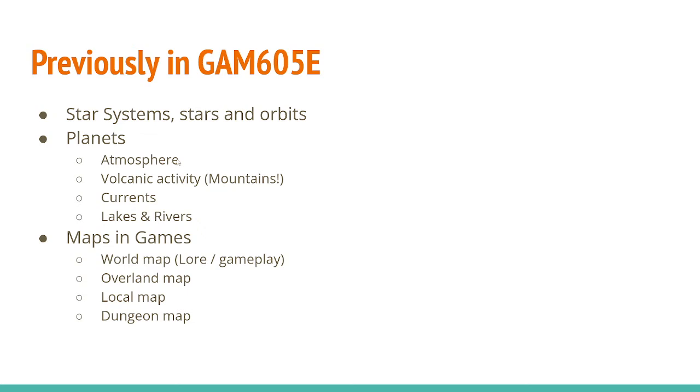And atmosphere was mainly about the color of the sky, but it's going to have importance down the road as well. And when we said currents, we talked about air currents and water currents, if water is the preferred source of liquid in your world, and how they affect climate, the placement of forests and such. And we talked about lakes and rivers, how lakes always flow downhill and how they don't split up, but they combine. And we also said these are all subject to change.